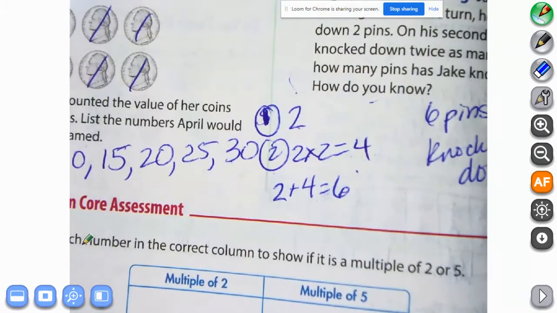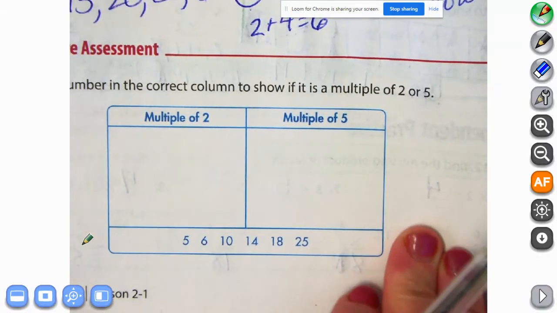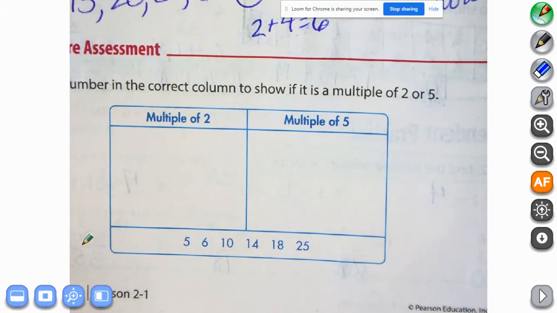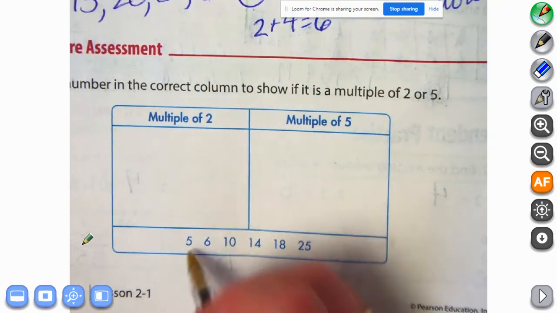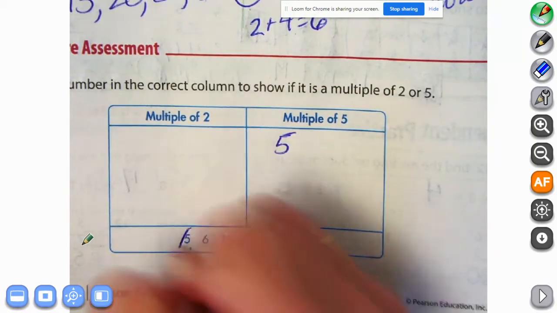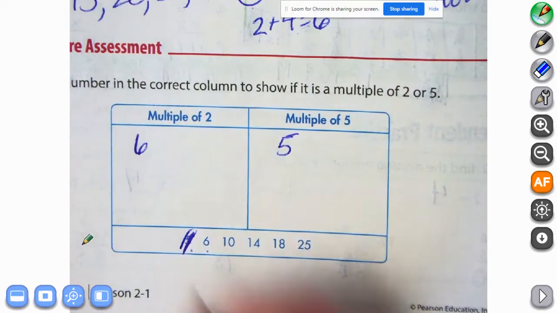All right, let's go to the last one. Write each number in the correct column to show if it is a multiple of 2 or 5. So the way we figured this out is we count by 2s or 5s. So this is a 5. 5, 10, oh, so that's 5. That goes here. Okay. 5, 10, oh, can't be a 5 because we skipped right over it. 2, 4, 6, that would go here.